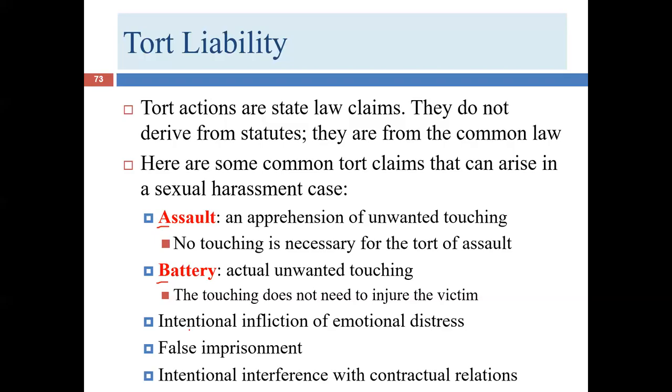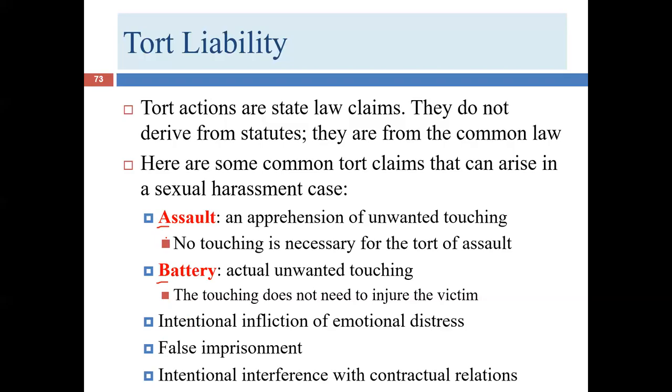And certainly somebody who sexually harasses somebody typically intends to. Now, whether they intended to inflict emotional distress might be an issue, but they did intend a particular action. And so this can be a reasonable interpretation.